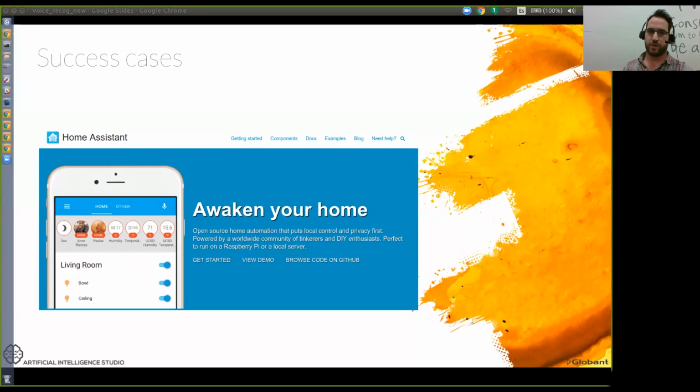Some success cases. Home Assistant is one of the fastest home automation platforms. Yeah, this is open source. And this is awesome. This is an app that you can download, and you can totally automate your home functionalities. And it's open source. There is a lot of hype around this project, and I invite you to check it.